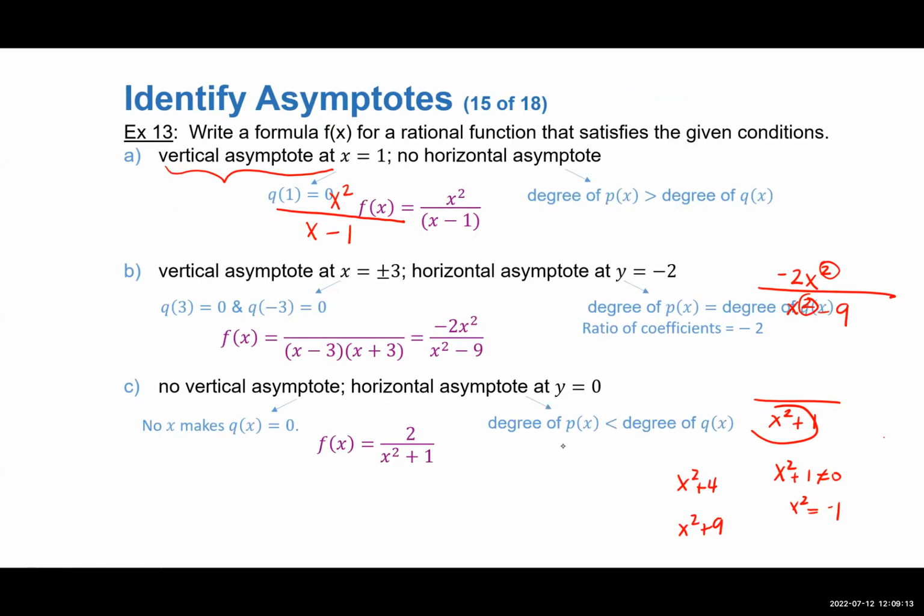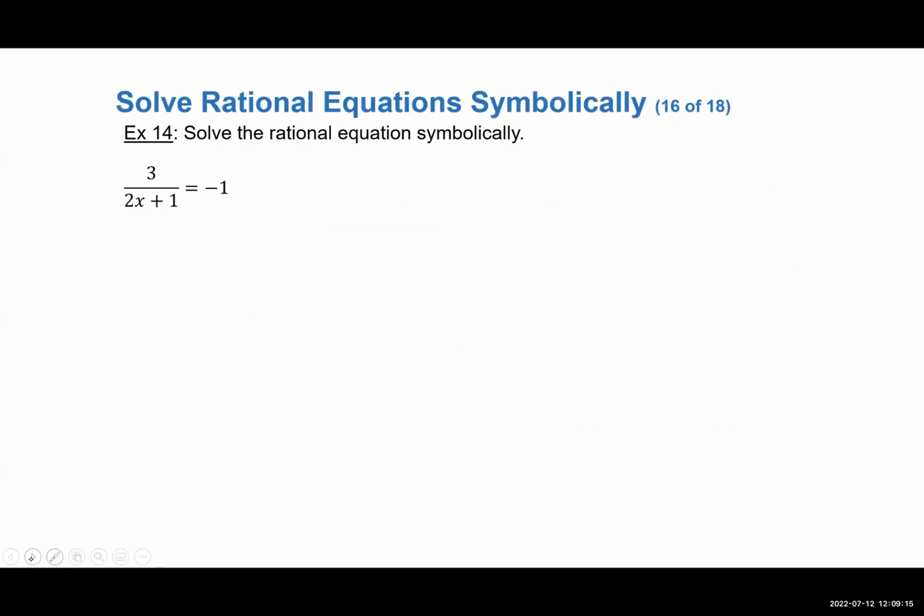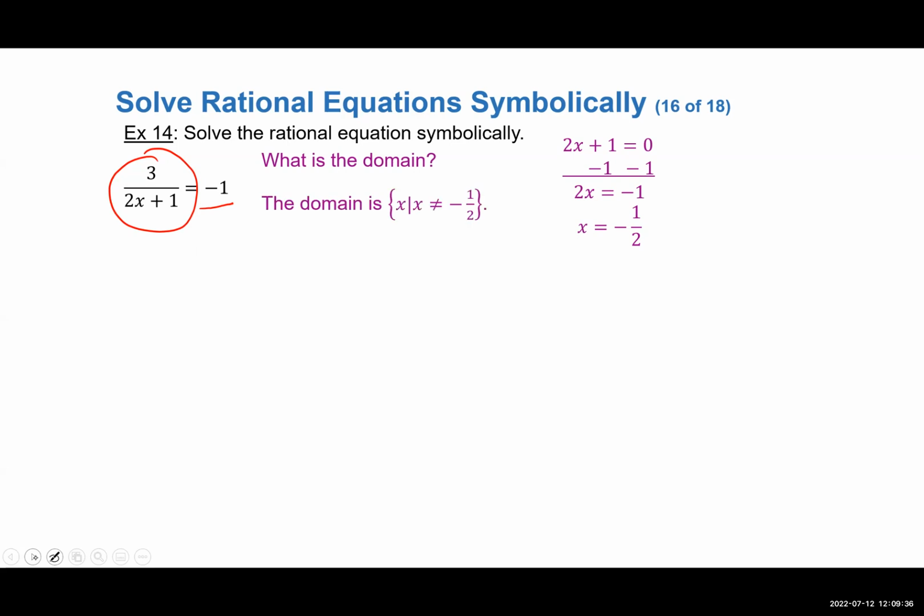So how do you solve a rational equation? You have this rational equation and it's equal to a whole number. There's a couple different ways to do this. First off, find out the domain. In this case, the domain excludes -1/2, because if you put -1/2 in there, you get -1 plus 1, which makes that 0. So our domain is that x cannot be -1/2.